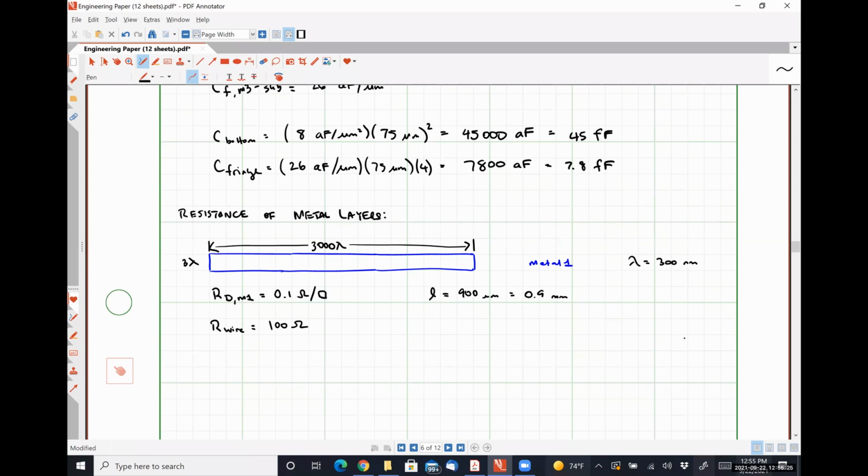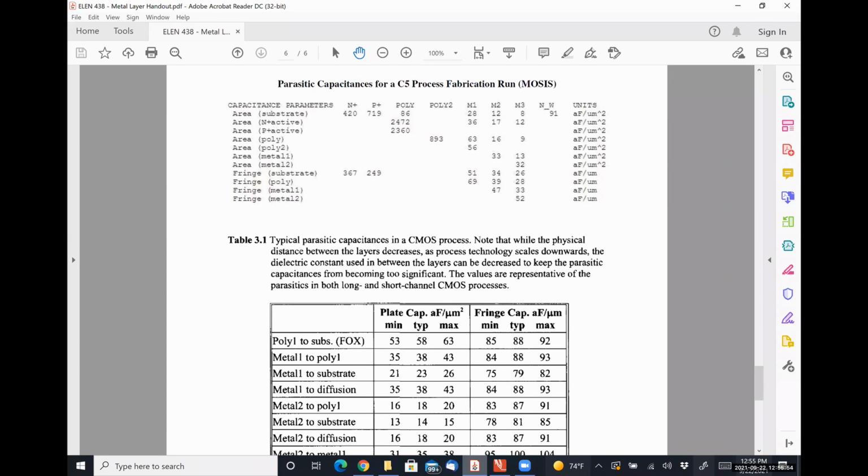So what would the capacitance of our wire be? Anybody have any thoughts how we might figure that out? Obviously got to go back to the table, right? So our wires, the capacitance is being formed between metal layer 1 and the substrate. So between metal layer 1 and the substrate, we have an area capacitance value of 28 attofarads per micron squared.